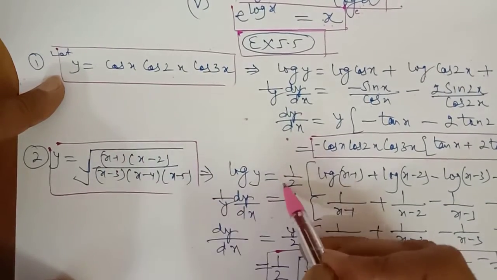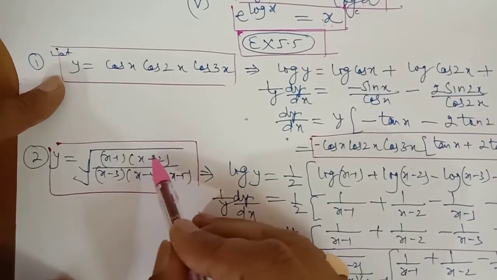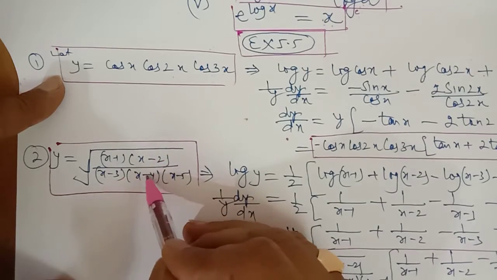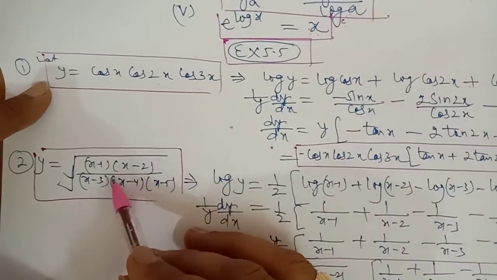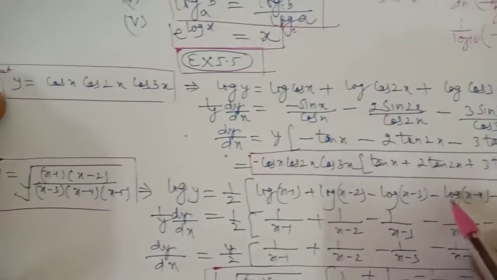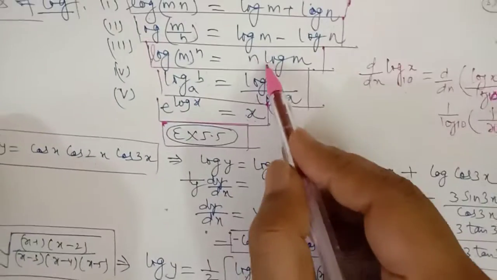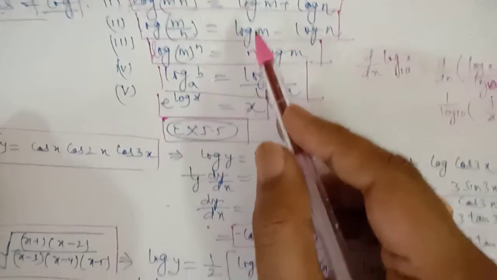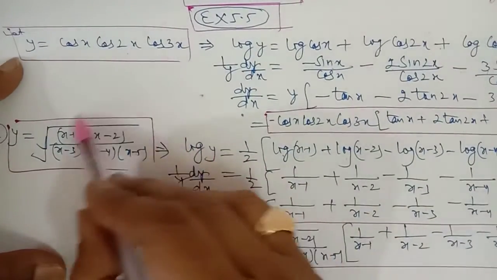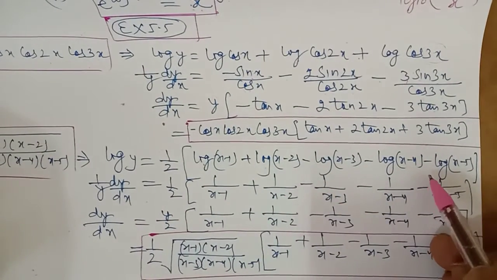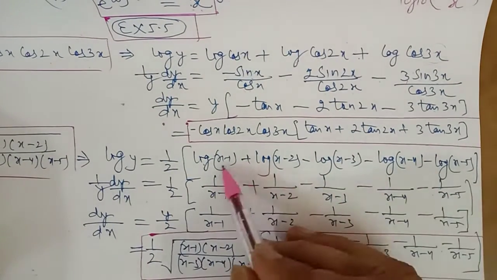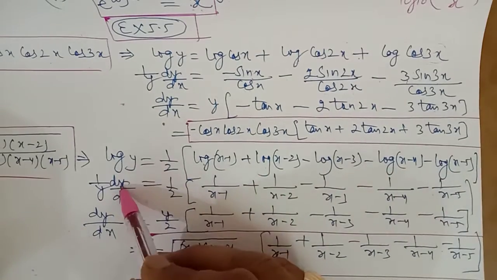In place of the root, half has come, and log this plus log this minus log this minus log this minus log this. In multiplication we have the plus sign. In division we have the minus sign. So this expression becomes so much simpler because in place of square roots or division or multiplication we have only the plus and minus signs. Now differentiate it.